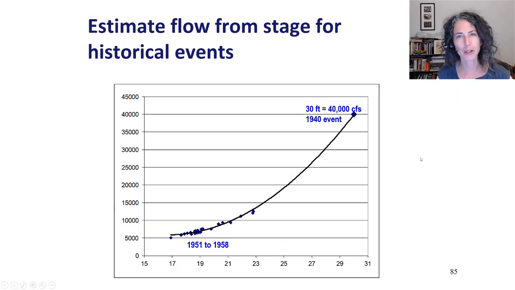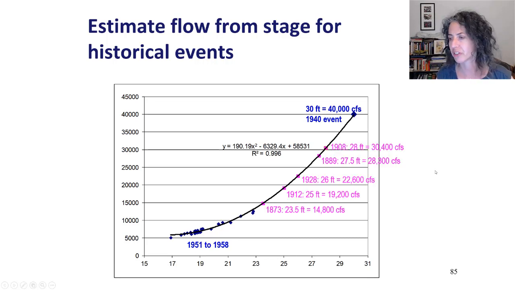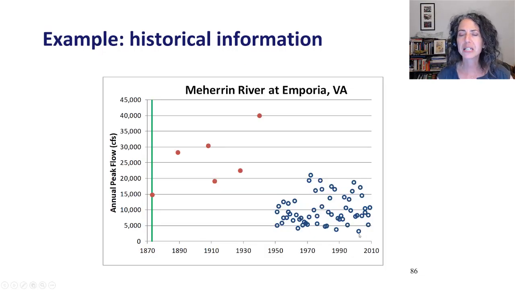Right, this is just a polynomial fit to this data, and I brought in the stages that were noted in the table to get flows, and the table also notes the years in which they occurred. So we've now extended our information to include these 6 historical floods.